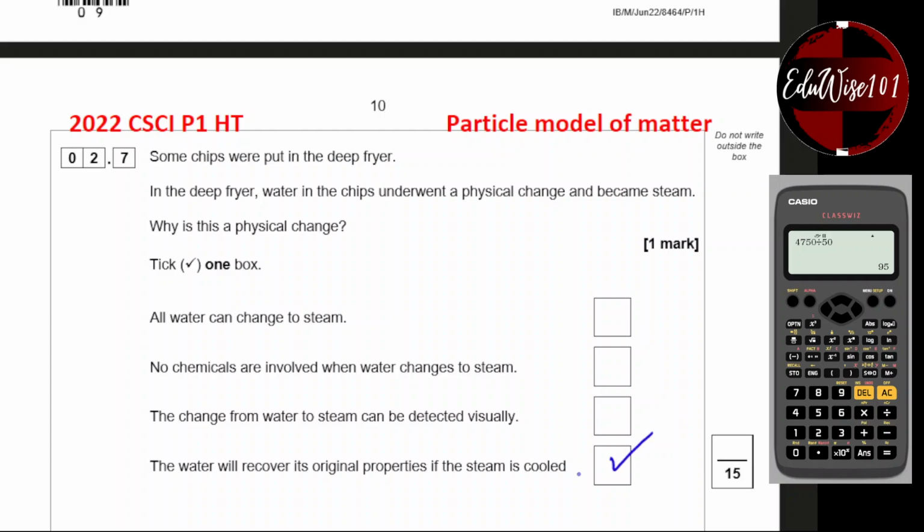That brings us to the end of question number 2. I will see you in question number 3.